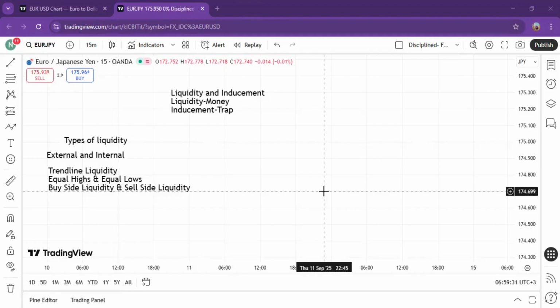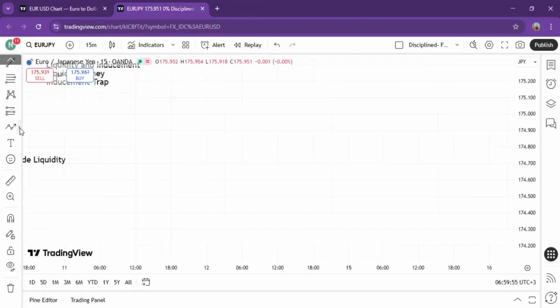Then we have different types of liquidity. The first type of liquidity that we are going to cover is external and internal liquidity. Then we have trendline liquidity. We have equal highs, equal lows, and we have buy side liquidity and sell side liquidity. Let me use a skeleton to explain each before we continue with the video to the charts.